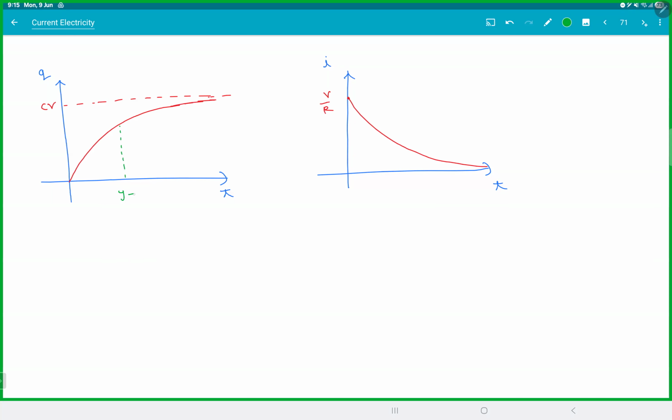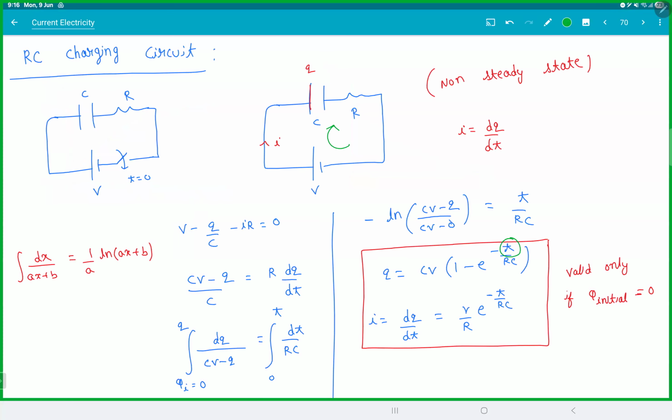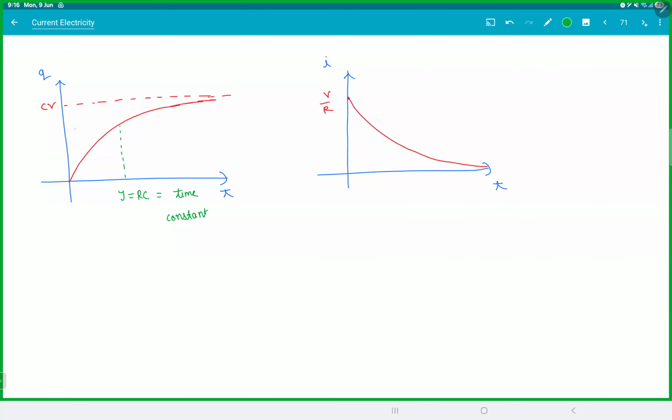Here we define something called a time constant, RC. Again, nothing fancy here. You simply take e power minus T by RC, and you put T equal to RC, and get e power minus 1. So you get a value 0.63 CV. That's it. The 63% really doesn't have a great significance, because it is just the value of 1 by e. Similarly, for the current, this value comes out to be 0.37 V by R.